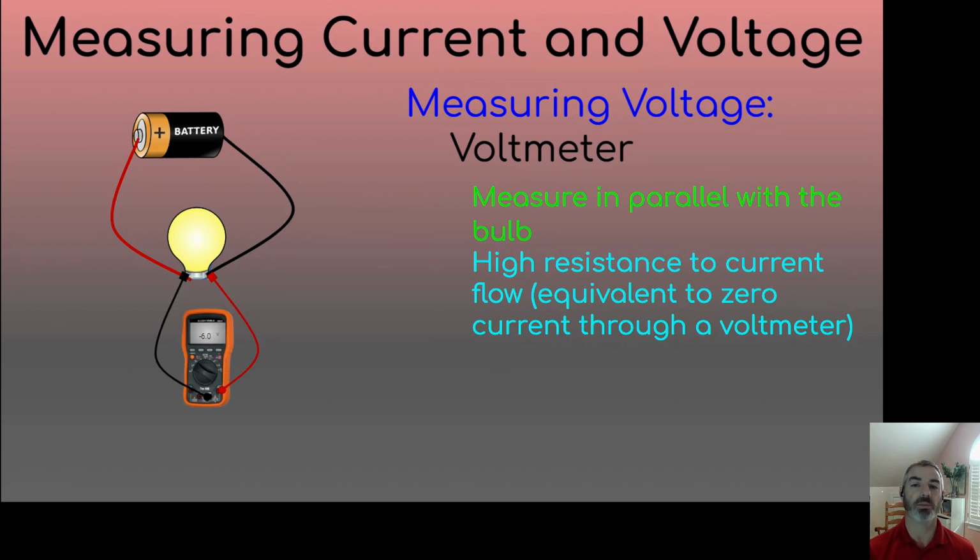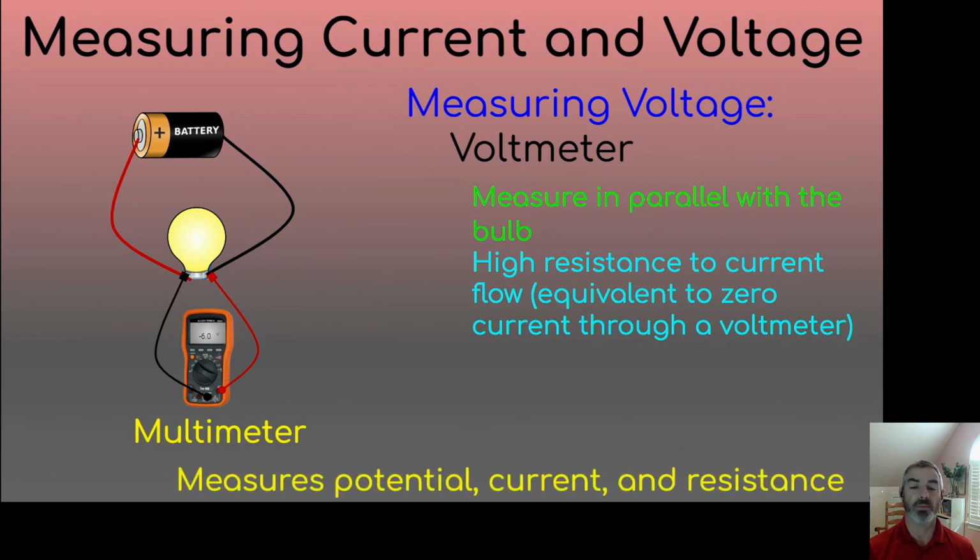Notice the value of the potential is negative because the potential is dropping as it goes from positive to negative, remember. Now this tool is called a multimeter, and a multimeter measures three things: the potential, the current, and the resistance of elements within a circuit.